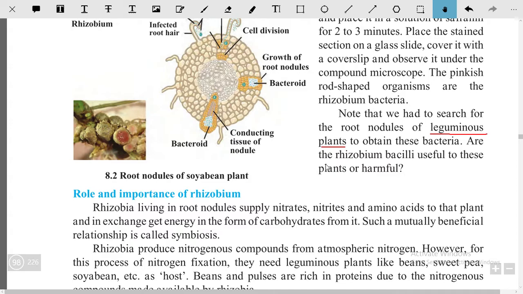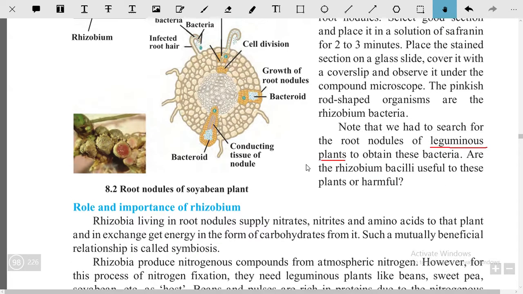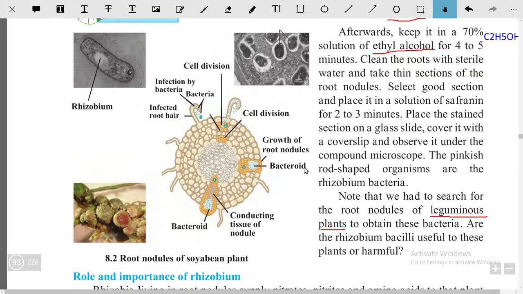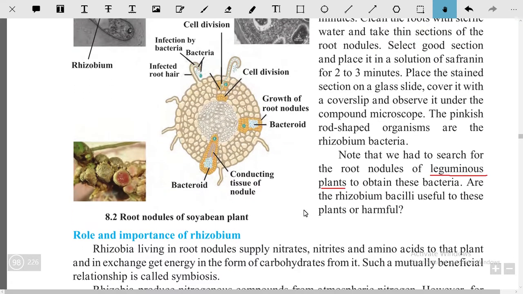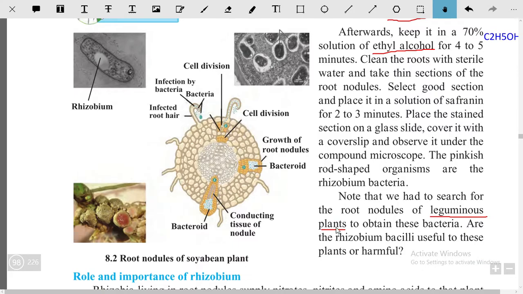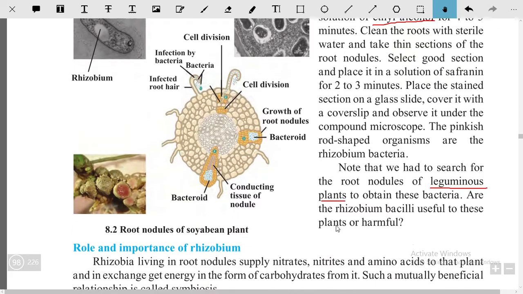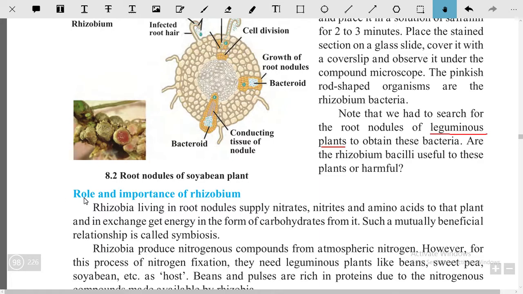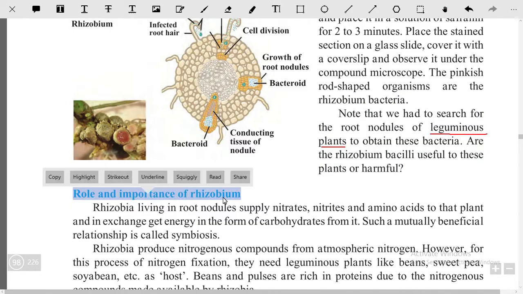Now, are the rhizobium bacilli useful to this plant or harmful? मग हे जे rhizobium bacillus आहे, it is very important to this plant. Now, how is it important? It is not harmful to the plant. How are the rhizobium important to all leguminous plants? And how is it important? We see in the next article, that is the role and importance of rhizobium.